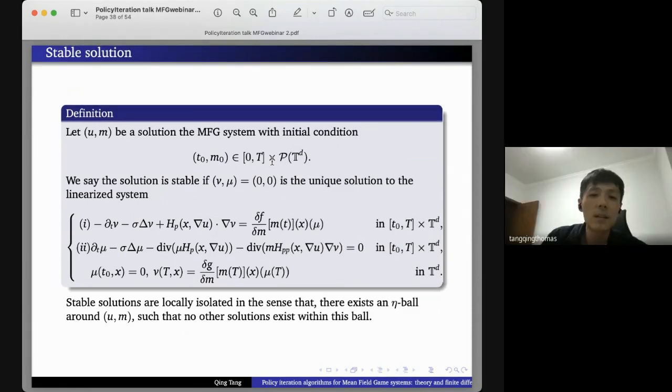The next section is stable solution. What if you have multiple solutions to the MFG system? There could be a solution, a minimizer, that would be a stable solution, which means that if M and U is a stable solution, then for this linearized PDE, you only have a trivial solution. It's the definition of stable solution.